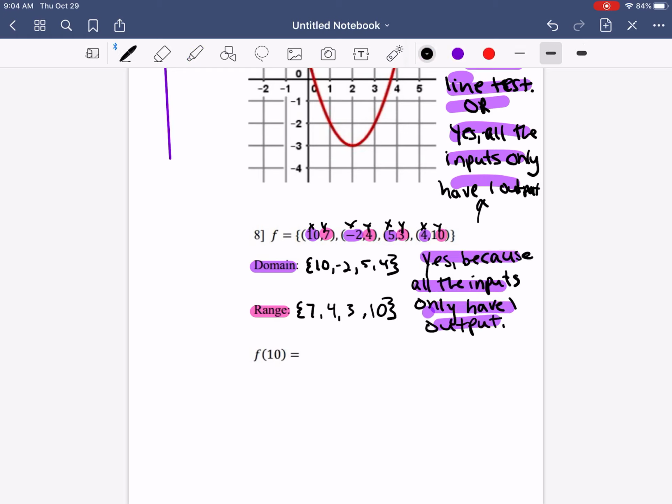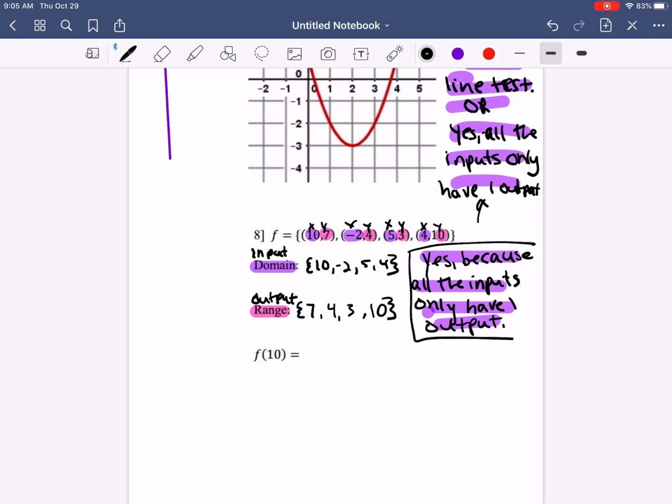You can't say the vertical line test because you didn't graph it and you have no proof of that. So you have to say that all the inputs only have one output. So again, remember I said the only confusing part is that they use so many different words for everything that have to do with a function. So input, output. So all the inputs only have one output. So that's your reasoning.